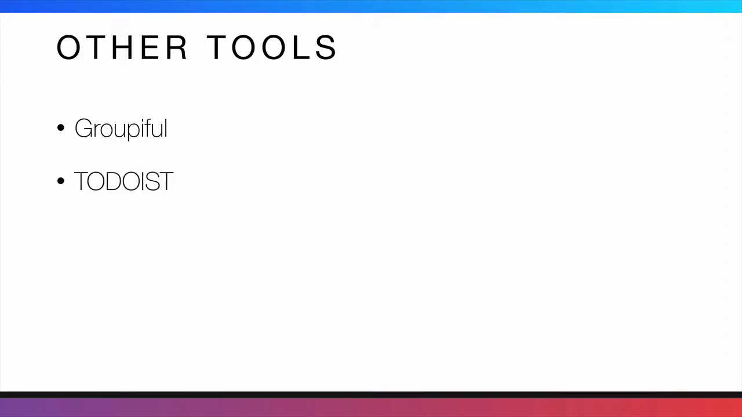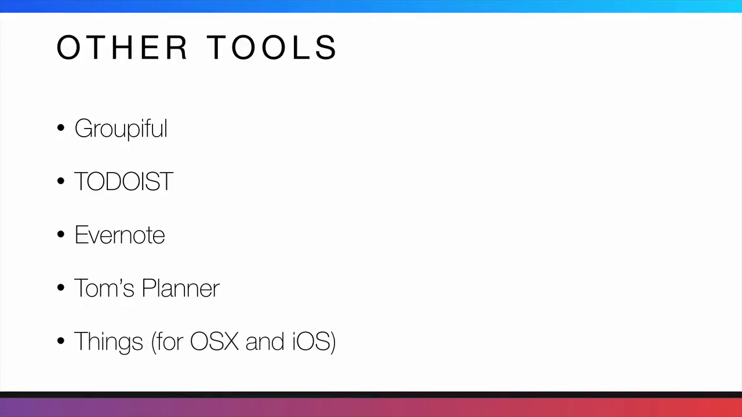There's also Todoist, which is basically a full-featured and very powerful to-do list. There's Evernote, which is very popular and amazing for keeping notes and saving pretty much anything that you would want to find later. There's also Tom's Planner, which is a very intuitive Gantt chart tool that works really good as a personal project managing tool. Finally, there's Things, which is exclusively for OS X and iOS, and it's like a to-do list that helps with personal project management.